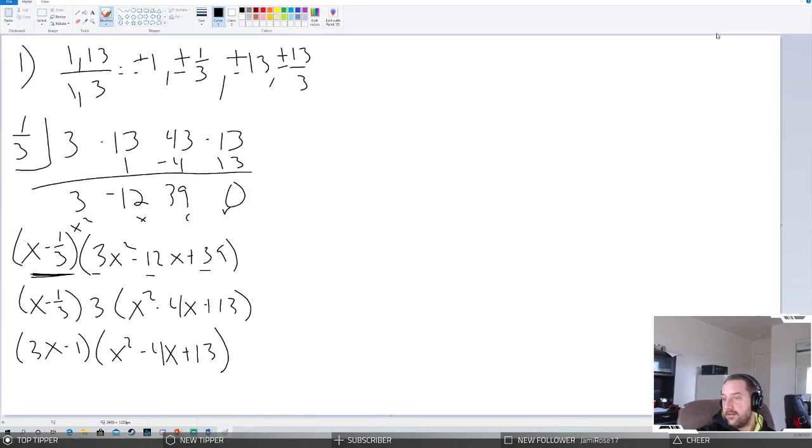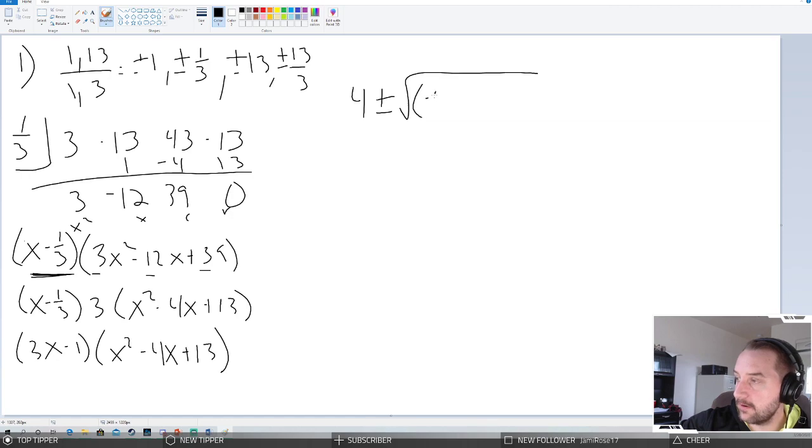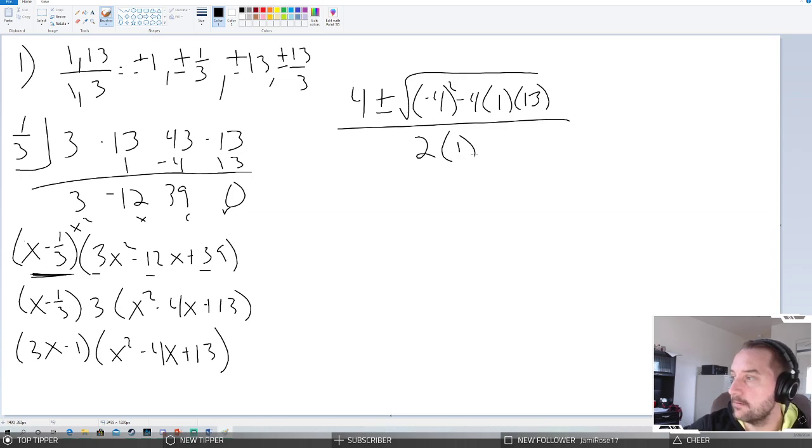I don't see how the factors of 13 are going to give me that 4. So because they're not going to give me that 4, I'm probably going to have to do the quadratic formula, because it is a quadratic equation. And so, negative b plus or minus the square root of b squared minus 4 times a times c, and that's all over 2 times a. And so I just need to simplify that.